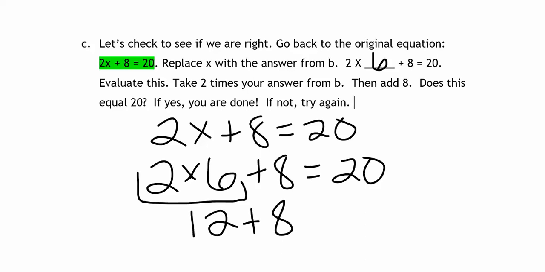plus 8. Okay, 12 plus 8. That does equal 20, just like it told us it should. Since our answer equaled 20, we know we did it correct. If you end up getting a statement that is not true, go back and try it again.